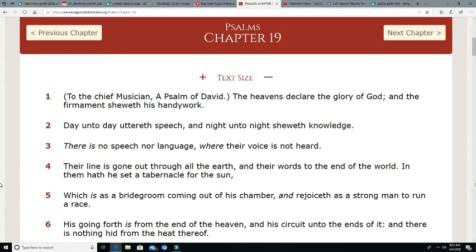His going forth is from the end of the heaven, and his circuit unto the ends of it, and there is nothing hid from the heat thereof. So his going forth is from the end of the heaven, and his circuit, so he makes a circle over the earth, a circuit over the earth, just like that clock. Okay? And there is nothing hid from the heat thereof. So when the sun comes, he brings his heat and light over you, and then when he leaves, he takes his heat and his light away with him.